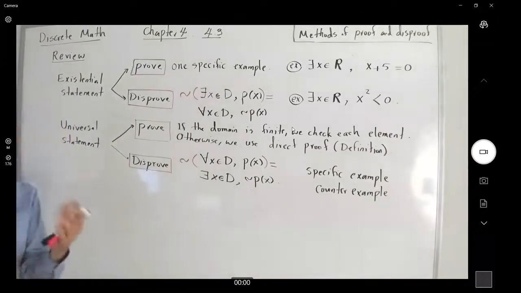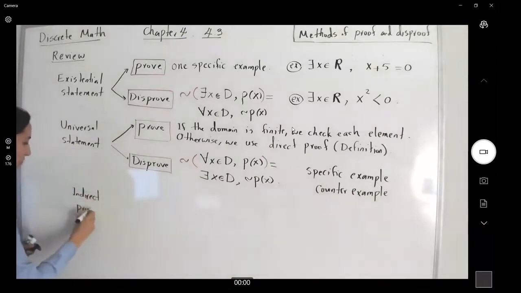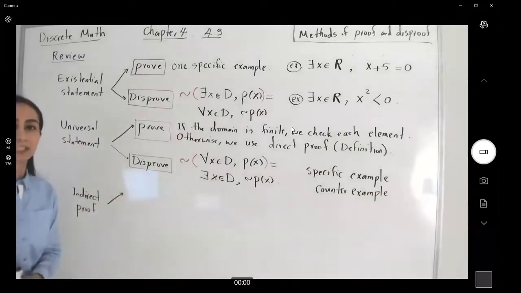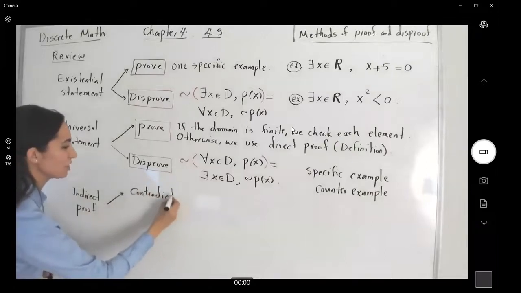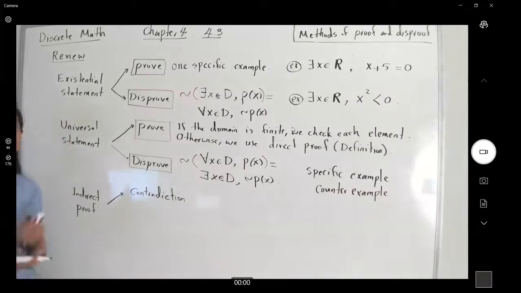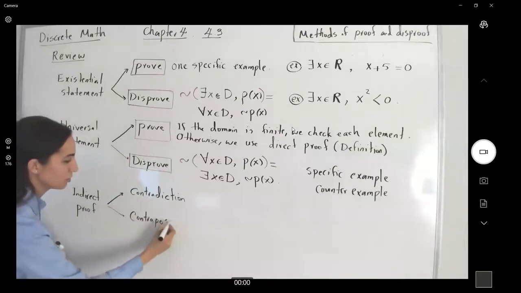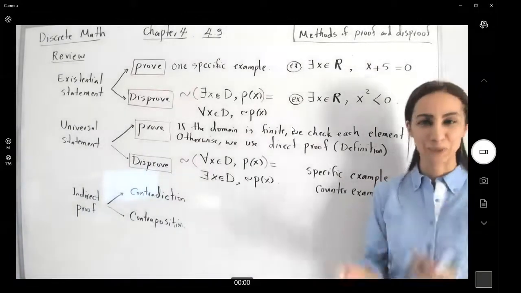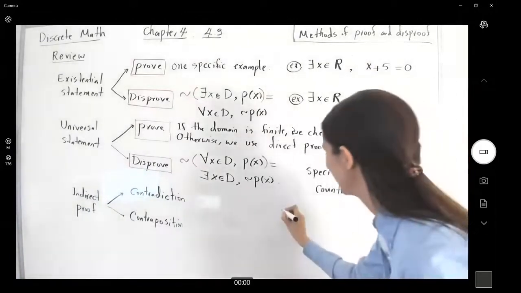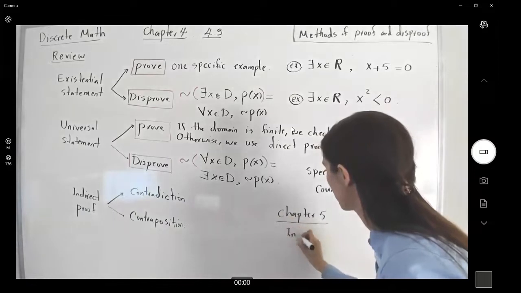Well, sometimes you have to use indirect proof. One of them is proof by contradiction, and the other one is called proof by contraposition. In chapter 5, we're going to introduce a new method using induction.